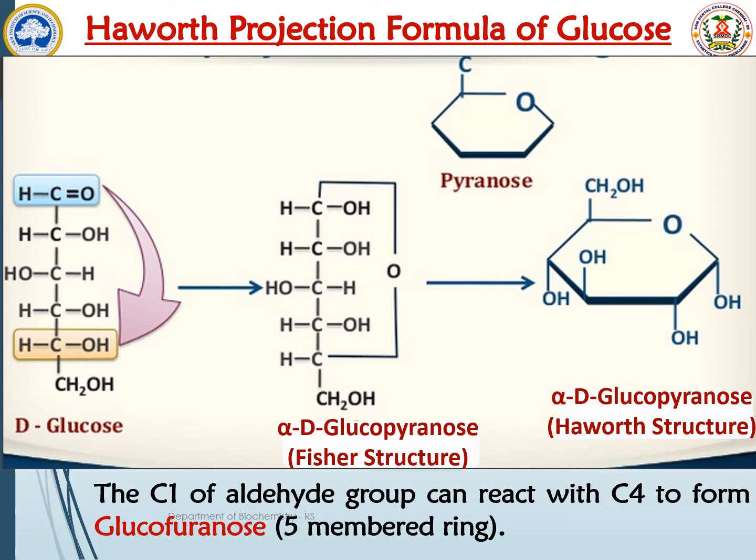The crystalline sugar usually exists in open chain structure. When the sugar is dissolved in a solution, it undergoes cyclization reaction to form a stable structure. When glucose is dissolved in a solution, the aldehyde group of the glucose forms a hemiacetal linkage with the 5th carbon, that is the penultimate carbon. So the first carbon, the functional group carbon, the anomeric carbon, forms a hemiacetal linkage with the 5th carbon or penultimate carbon of the glucose. This undergoes a conformational change to form a glucopyranose. The first carbon of the aldehyde group can also react with the 4th carbon to form glucofuranose, that is a 5-membered ring. However, the glucopyranose is found to be more stable than glucofuranose.